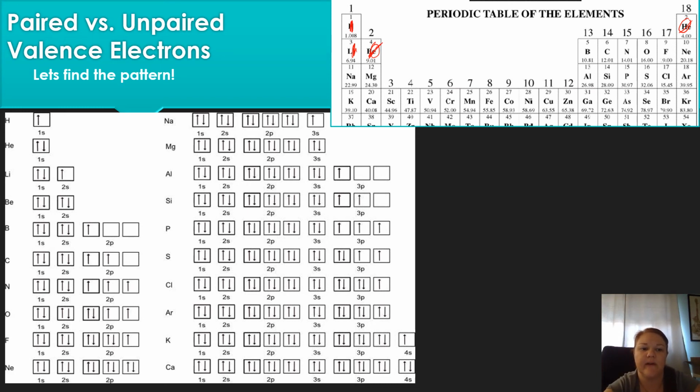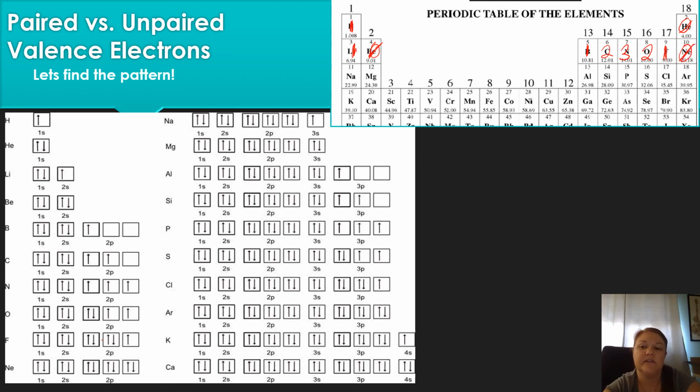Continuing on the right side, number 5, boron, has its 1s and 2s full, but its 2p orbital has 1 single electron and it's unpaired. Carbon has 2 unpaired electrons. Nitrogen has 3. Oxygen only has 2 unpaired electrons because when it got its 4th electron in that p orbital, it paired up with one that was already there. Then fluorine has only 1 unpaired electron, and neon has none.